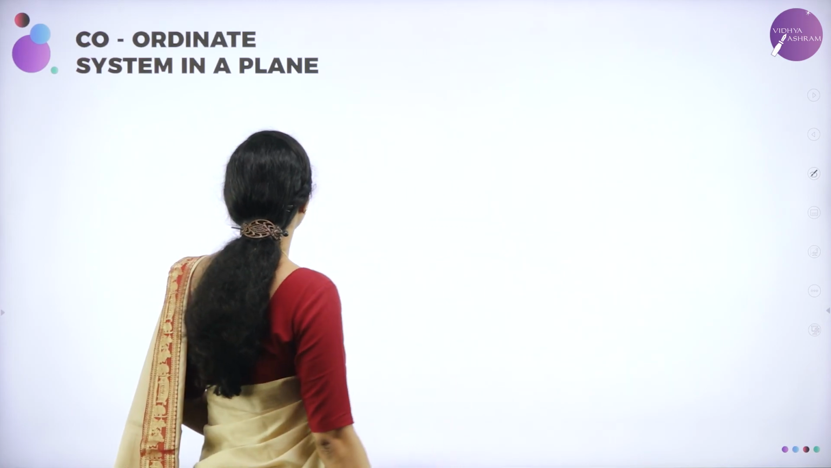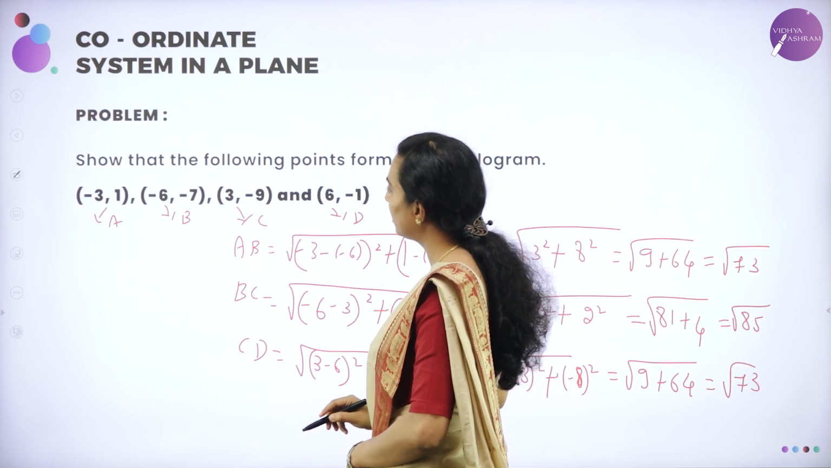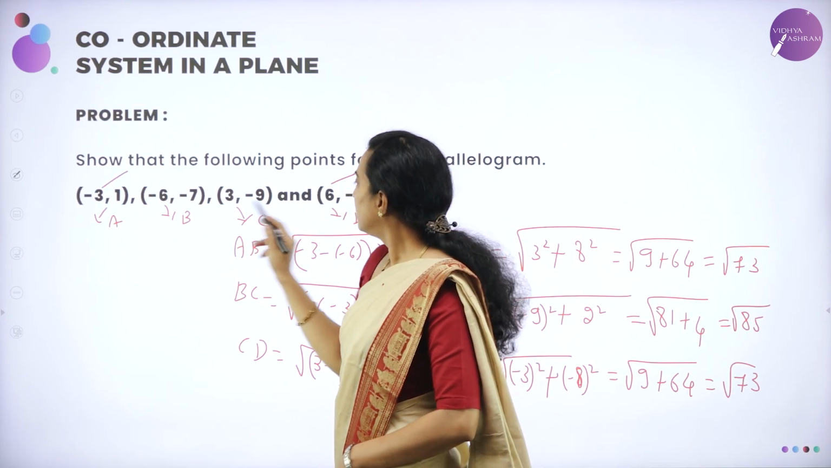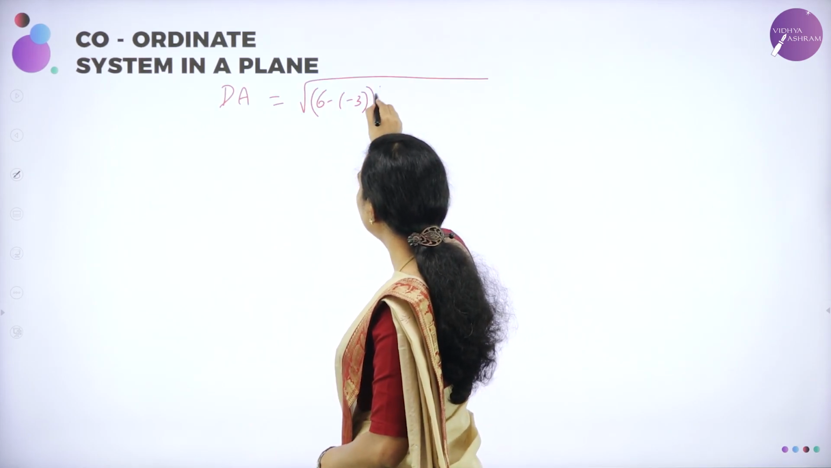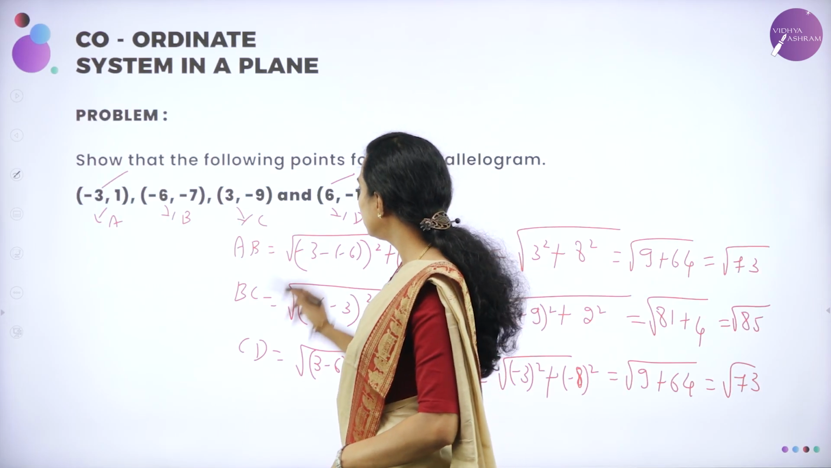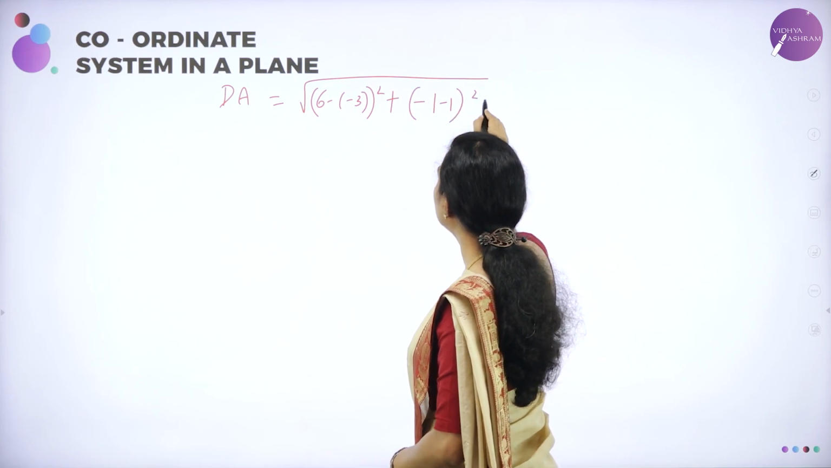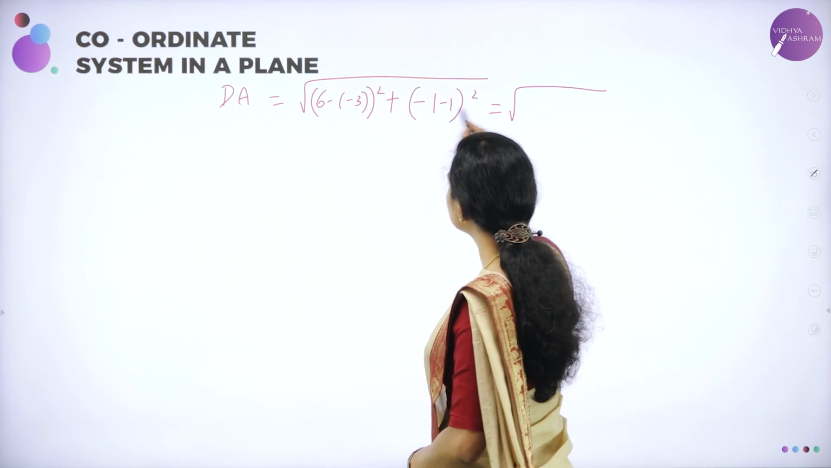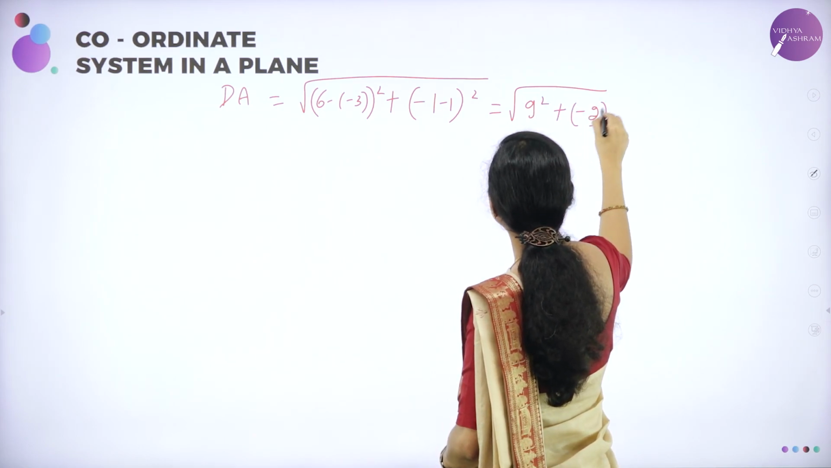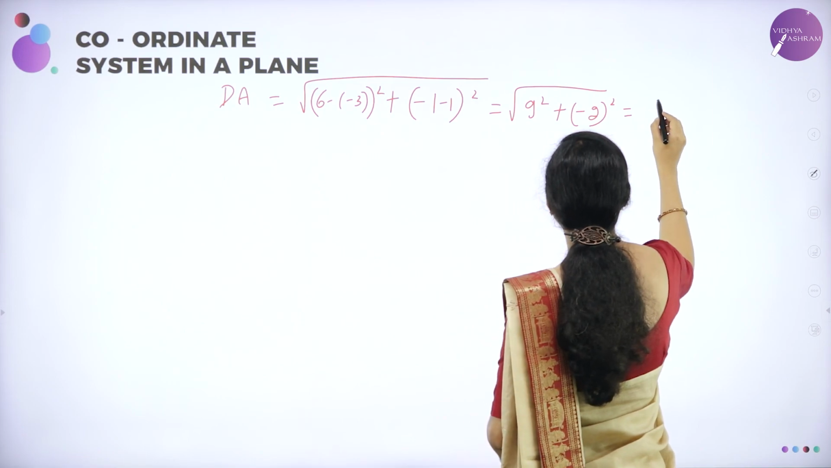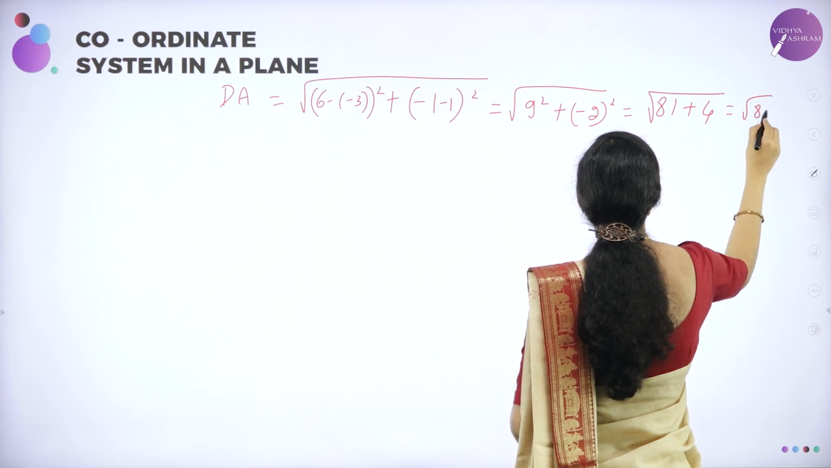So we'll be moving on to finding DA. DA is equal to square root of, what is DA? This is D and A. 6 minus of minus 3 whole square plus minus 1 whole square, which is equal to square root of 6 plus 3 is 9, plus minus 9 minus 1 is minus 2, so 81 plus 4, which is square root of 85.